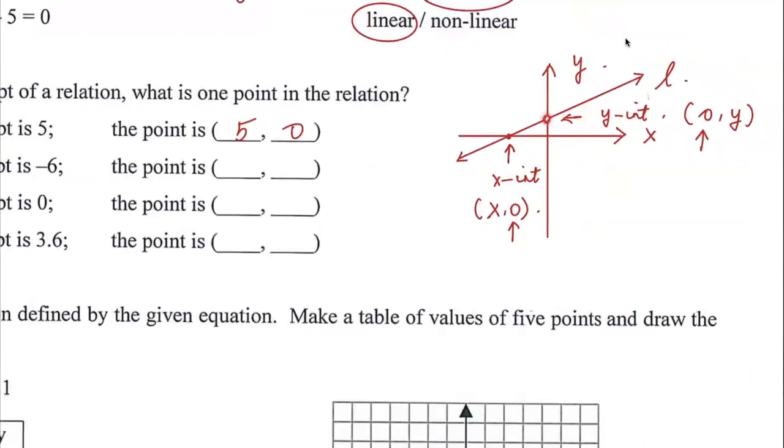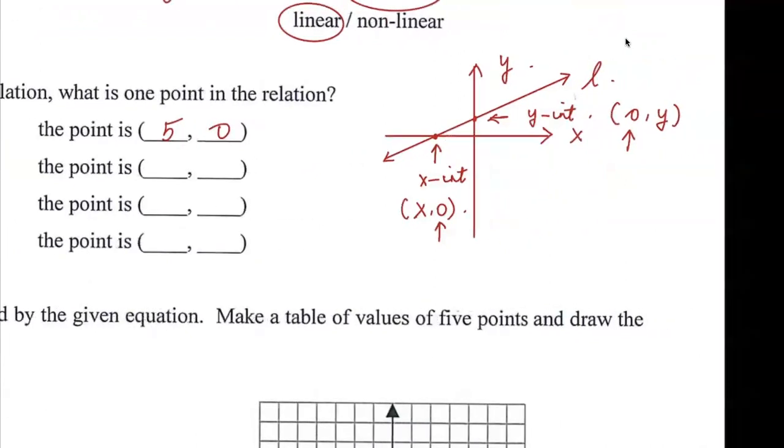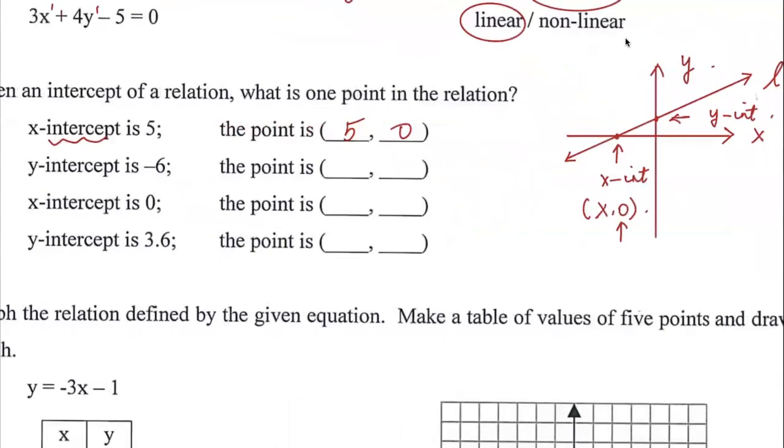So when we have a y-intercept of -6, the x value is always 0, because this point is always on the y-axis, because it's the intersection of these two lines, right? So when we have a y-intercept -6, the coordinates of the point should be (0, -6). Okay.